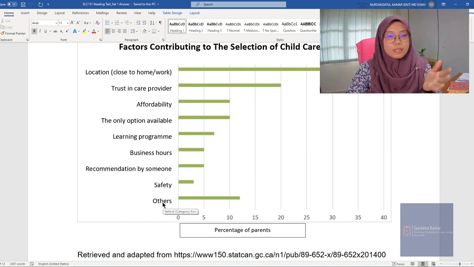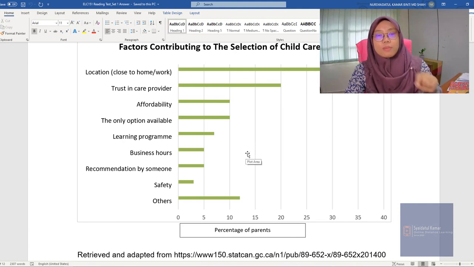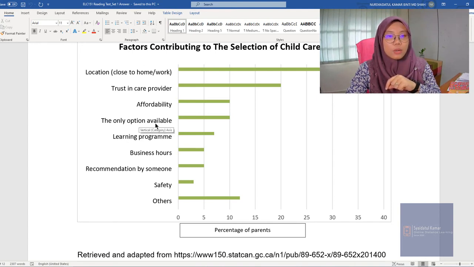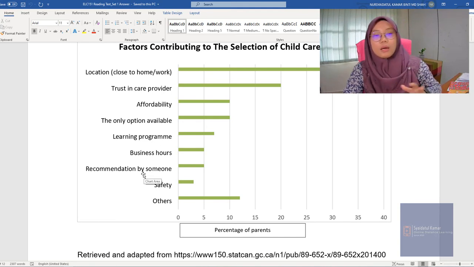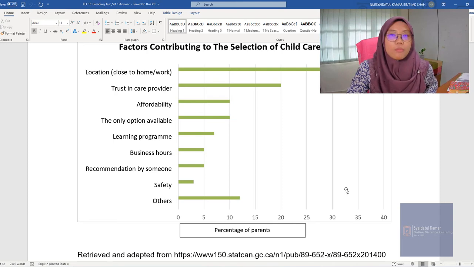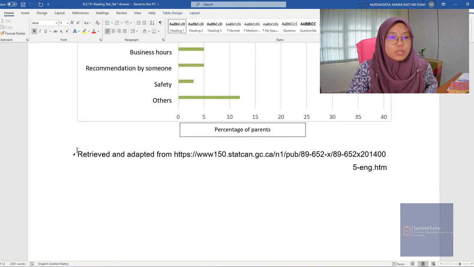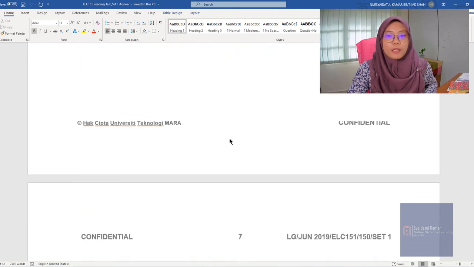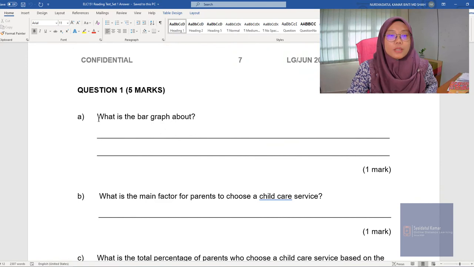Next is others. Okay, we don't know what others are. It doesn't mention here. So remember, do not put anything that is not mentioned in the graph as your answer. Other than that, other factors are affordability, the only option available, the learning program, the business hours, recommended by somebody, or due to safety. So this is the source of this diagram.